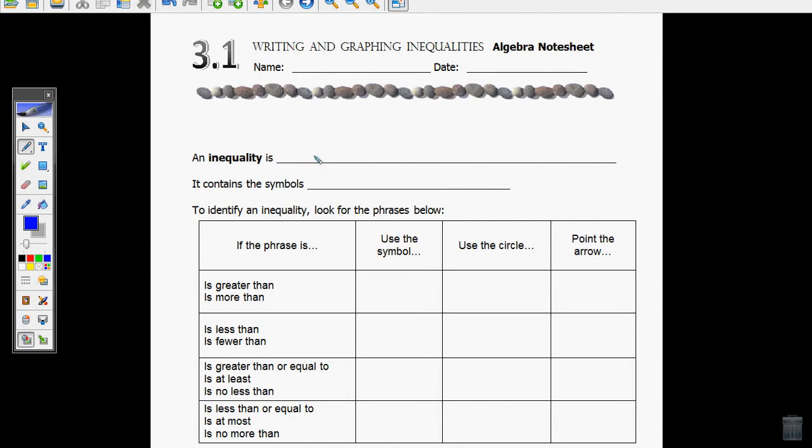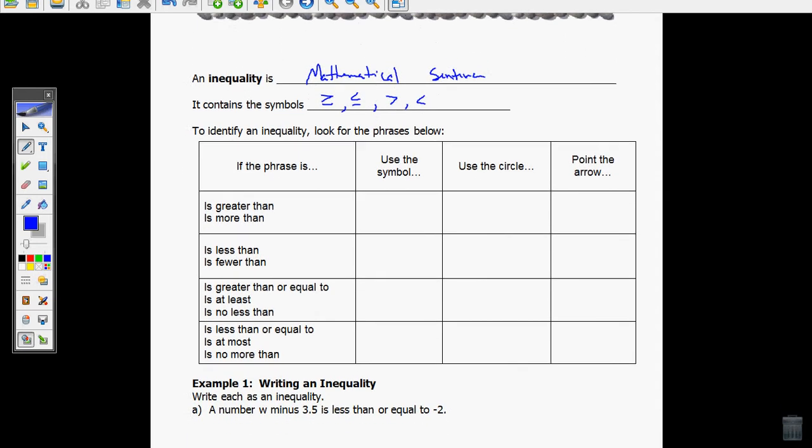Okay, so an inequality, essentially, it's just a mathematical sentence. It's just going to use some different symbols than we're a little bit used to. Or maybe you are used to them and you've learned about them before. Hopefully everyone's at least worked with them a little bit. It contains the symbols that look like little caret deals going from left to right, greater than, less than, those types of things. And they all correspond to different phrases.